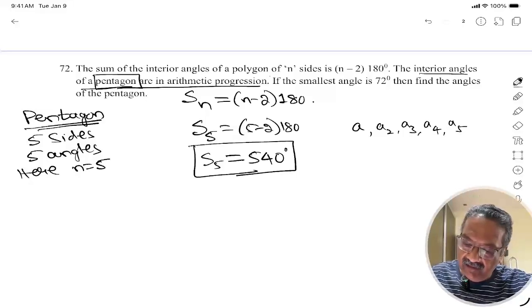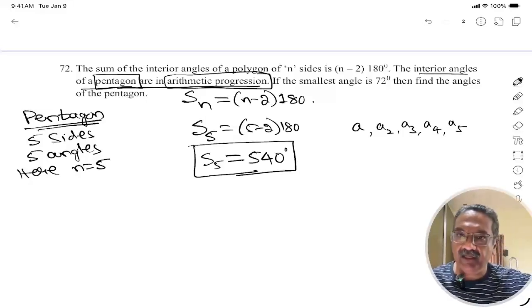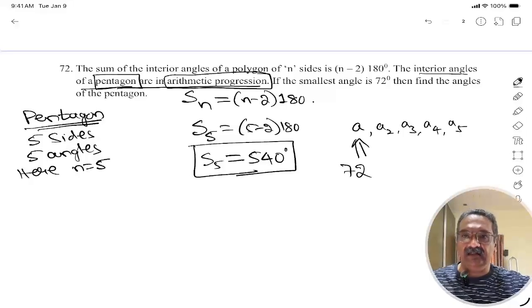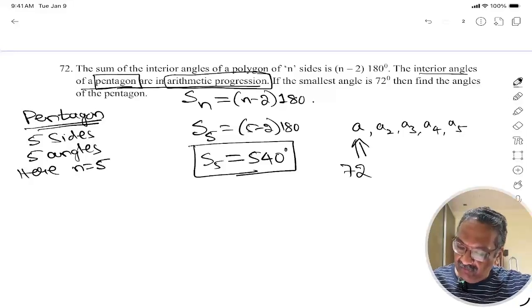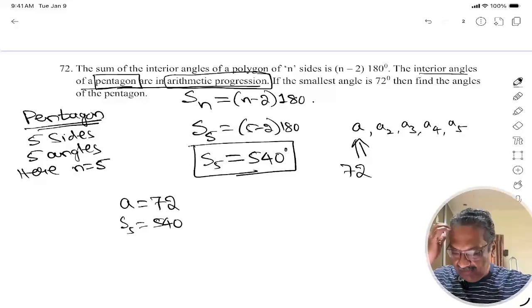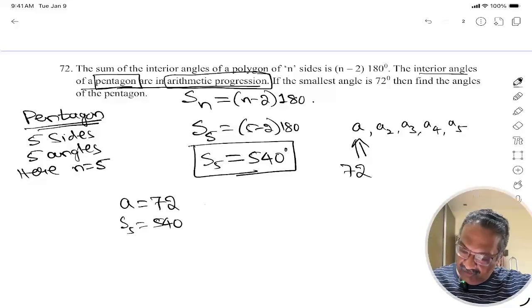They have said that they are in arithmetic progression. Okay, and the smallest angle they have given as 72 degrees. Then find all the angles. Okay, so here we know the first one, the smallest angle, the first term a is 72. The sum S5 we know to be 540. Okay, and we do not know the common difference. We know n to be 5.